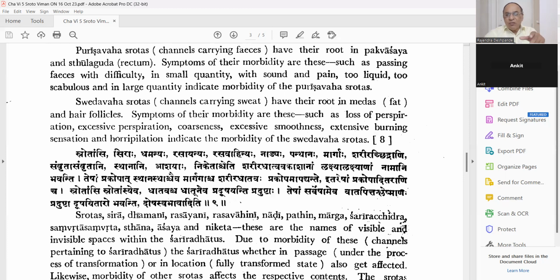Now, this is what I am keeping in front. This is Charaka Samhita. Please write down the reference. Charaka Samhita. Vimanasthana. Chapter 5. Very important. Chapter 5, Sroto Vidnyaniya. You will get all information regarding the Srotas in Charaka Samhita. Vimanasthan, chapter number 5. You mug it up.